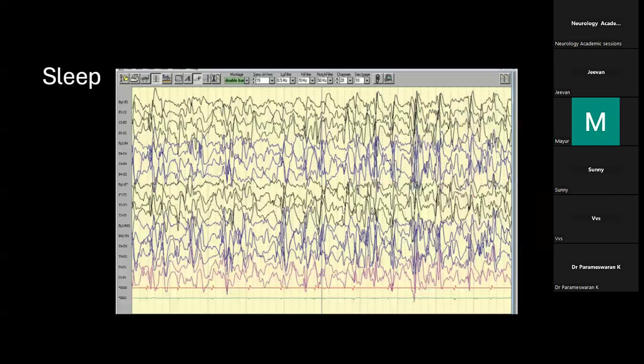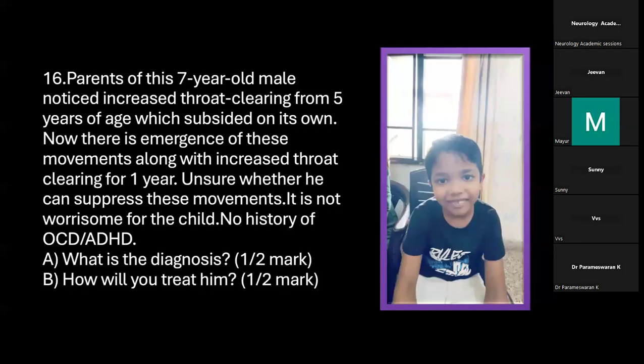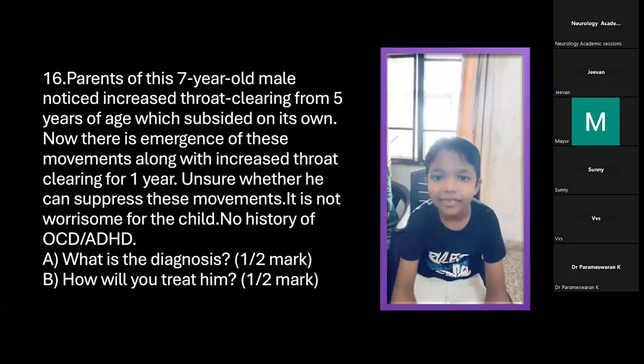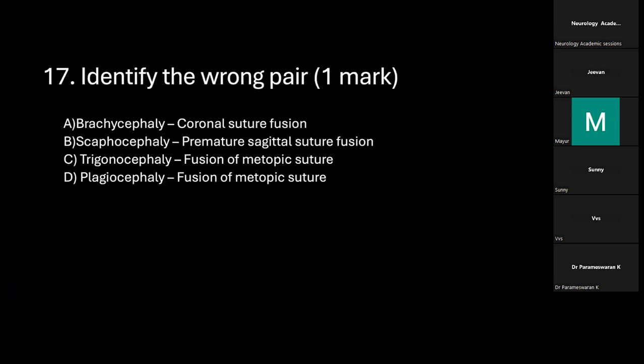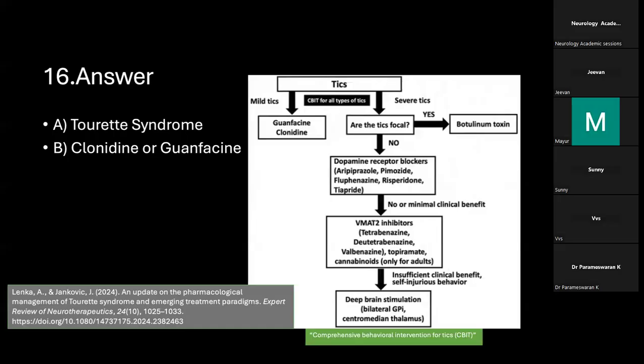Question number 16 was of a 7-year-old child with stereotyped movements. What was the diagnosis and how will you treat him? That was the question. The answer is Tourette syndrome. And since he has mild tics and it is not bothersome, he'll be treated with medical management, clonidine or guanfacine. However, CBIT, that is comprehensive behavioral intervention for tics, should be offered to all children.